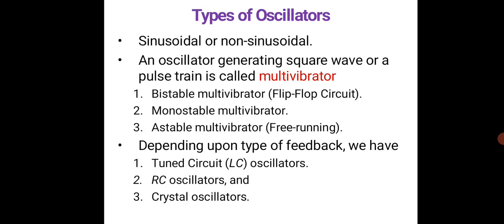So we have various types of oscillators, sinusoidal or non-sinusoidal. An oscillator generating a square wave or a pulse train is called a multivibrator. Under this we have bistable, monostable, astable, where astable, of course, we already would have learnt in our previous courses, is a free running multivibrator. Depending upon the type of feedback, we have tuned circuit, which is the LC oscillator, then RC oscillator and crystal oscillator. We are going to concentrate on the oscillators based on the type of feedback in the coming videos.